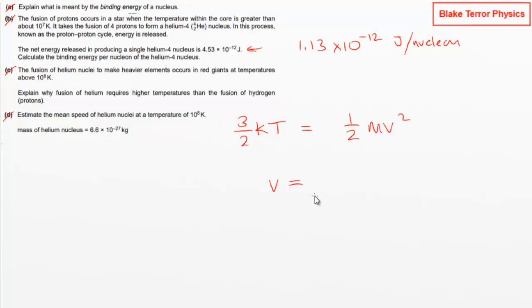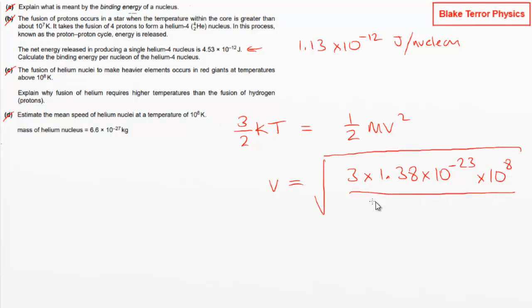So we're going to have that v is the square root of 3 times the Boltzmann constant, which is 1.38 times 10^-23. Then we need to multiply by the temperature, which is 10^8. And we need to divide by the mass of the helium nucleus, which they've given us, 6.6 times 10^-27. Okay, so, what have we got here in terms of powers? We've got a 10^12, so we're going to have a 10^6, and then multiplied by the square root of 3 times 1.38 over 6.6. So we're going to end up with an answer which is in the 10^5s.